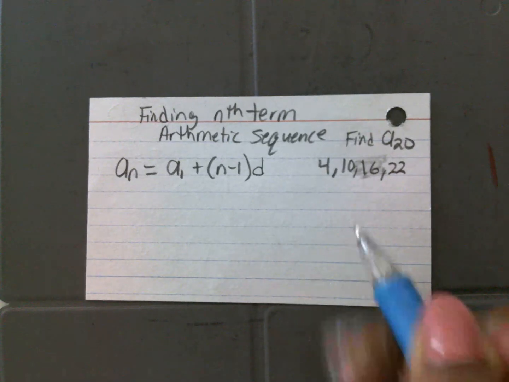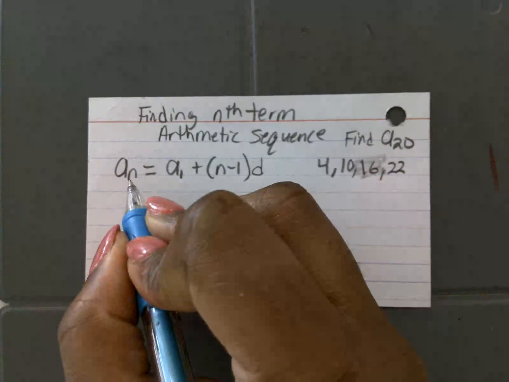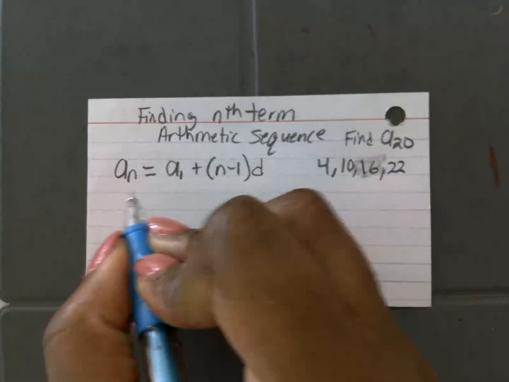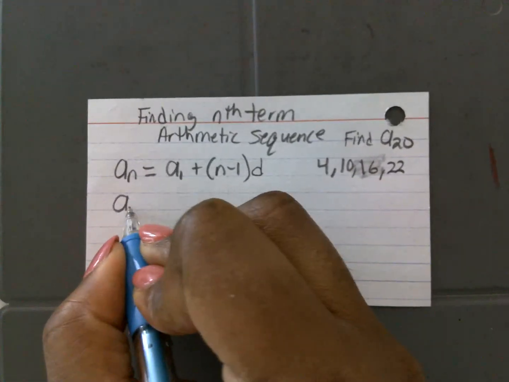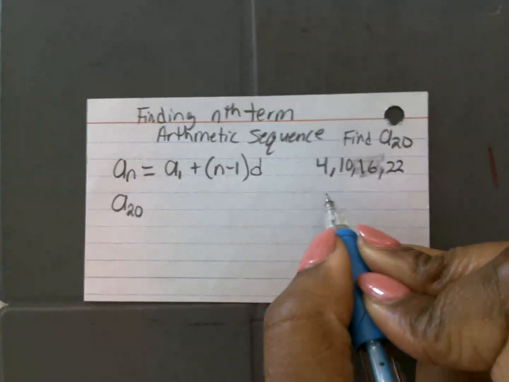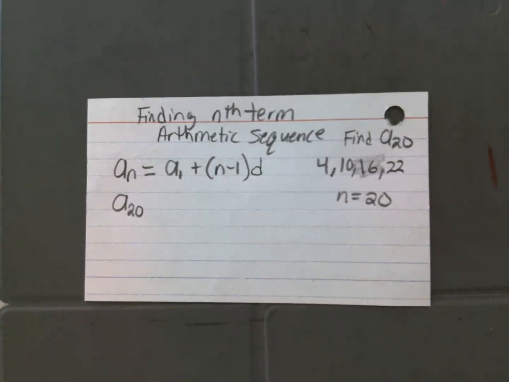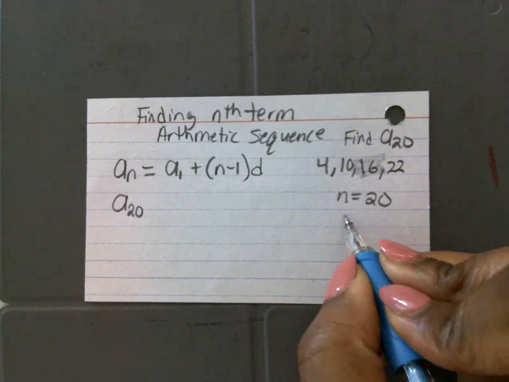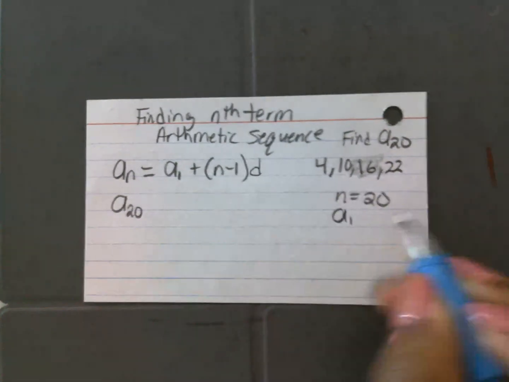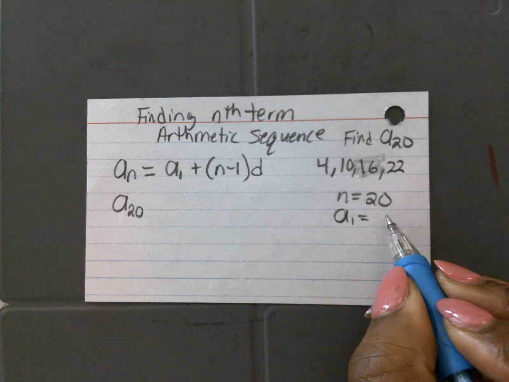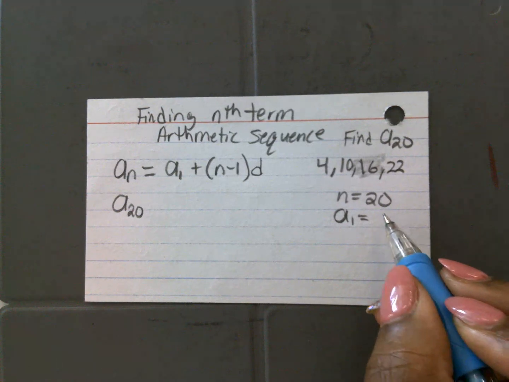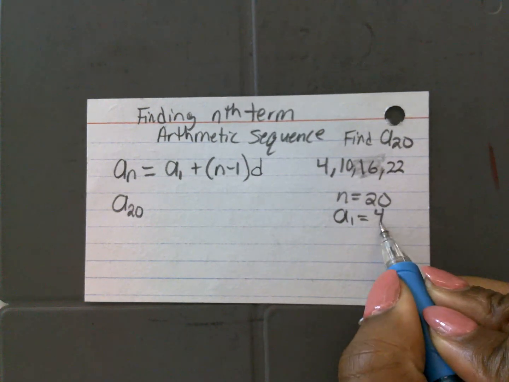All right, so we got a sub 1. We're doing a sub 20. That means we're finding the 20th number in the list. So in here is 20. Why is n 20? Because we're looking for the 20th number. The other thing we need is a sub 1. What is a sub 1 in this problem? It's 4. That's the first number in the list.